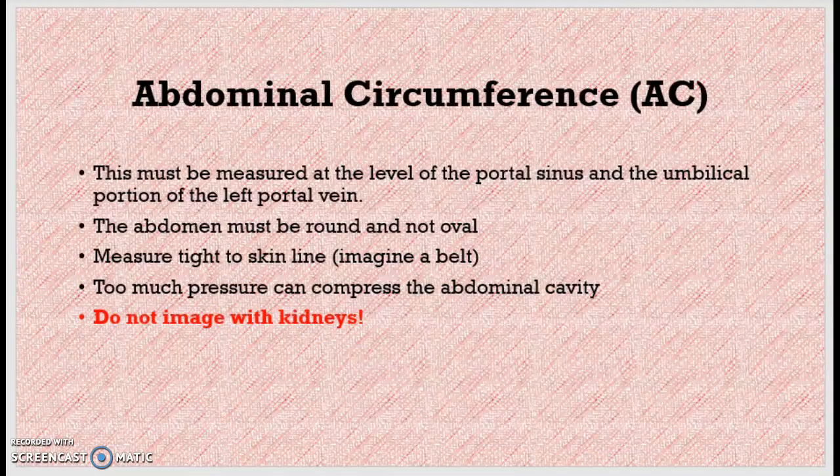When you're measuring the abdominal circumference, it must be measured at the level of the portal sinus and the umbilical portion of the left portal vein. The abdomen must be round and not oval. You have to measure tight to the skin line, so you just want to kind of imagine a belt. Too much pressure can compress the abdominal cavity, so you just want to be careful and make sure that you're not compressing too much. And then you do not want to image with the kidneys. Don't put the kidneys in this image. So adrenal glands are fine, but just make sure that the kidneys are not in this image.